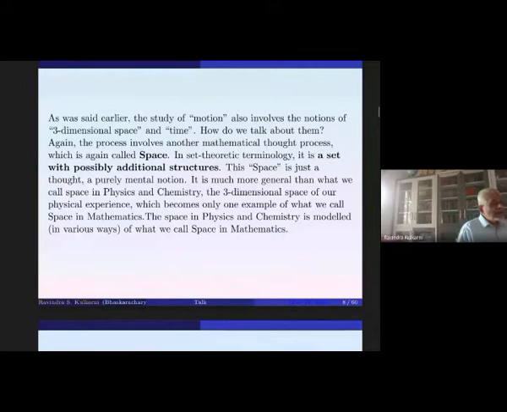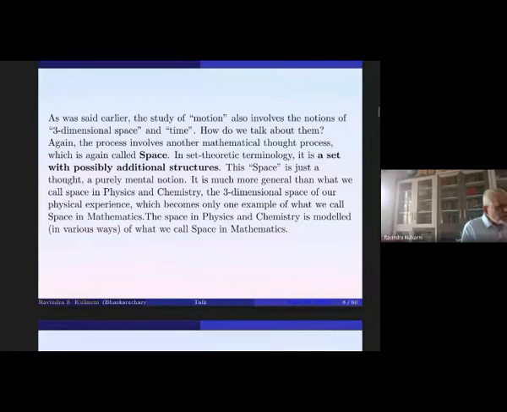And now, as the mathematicians know, at one time, until the 19th century, numbers were considered the foundations of mathematics, but it changed by the end of the 19th century, and now we consider sets as the basic foundational objects in mathematics. What a set is is not defined, but sets are used, and our space in mathematics is just a set with some possibly additional structures.